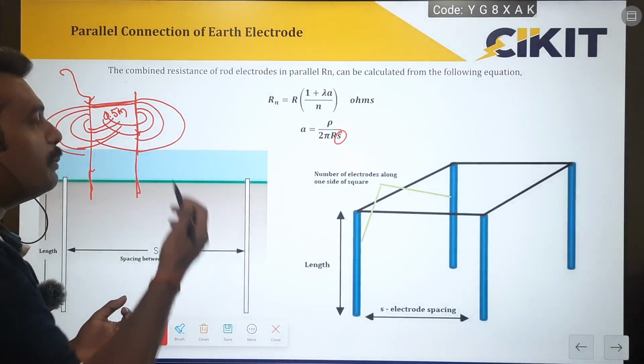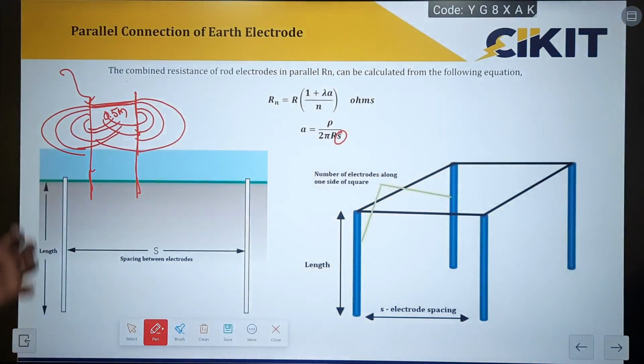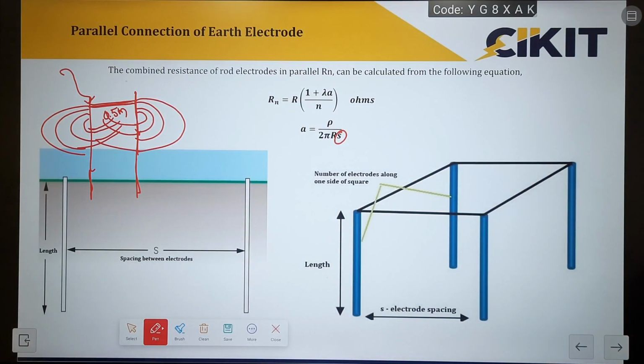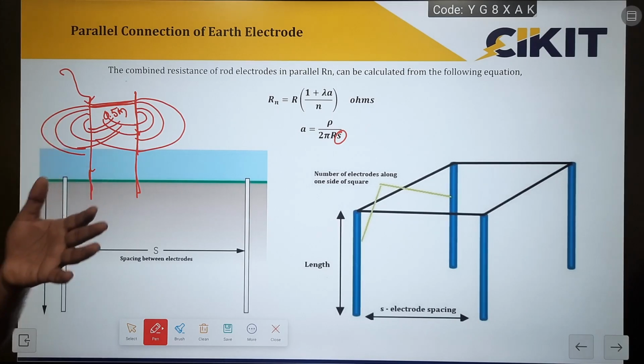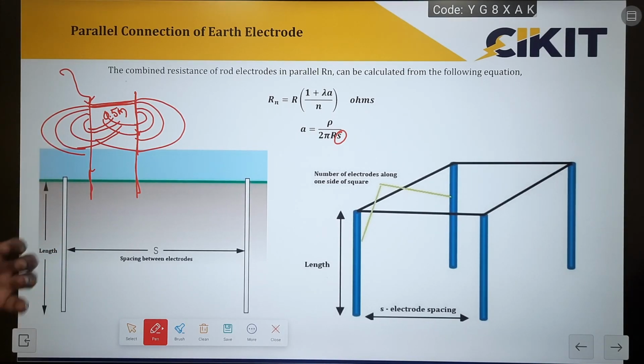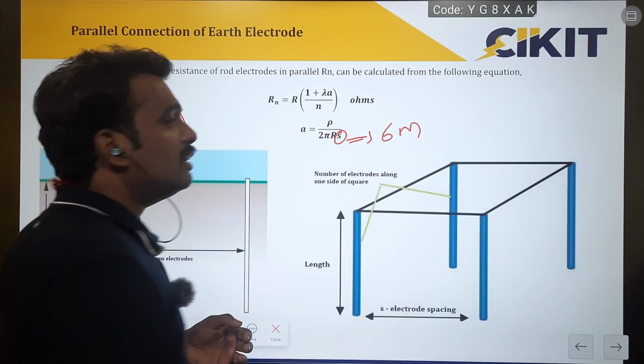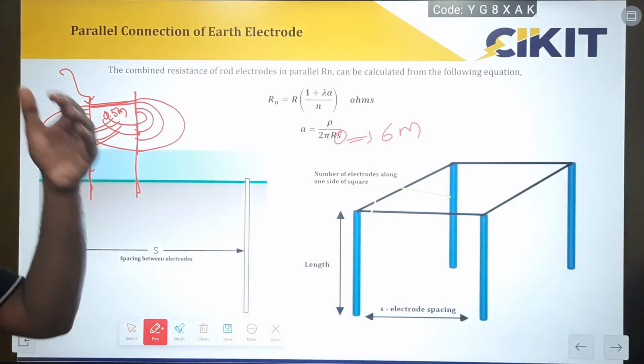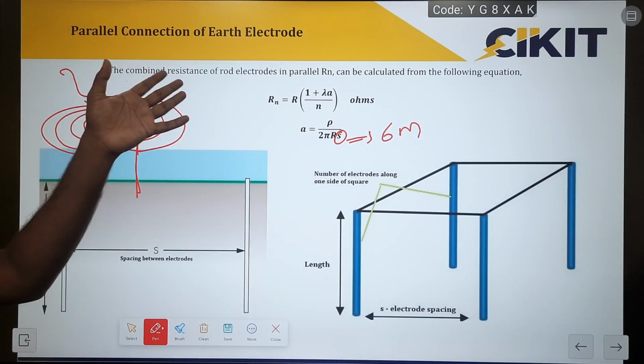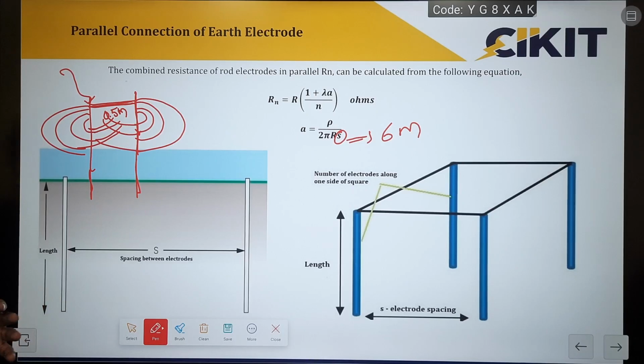For example, if I install 4 earth electrodes with only 3 meter spacing, then the value will be a little higher. If I take the same example of 4 earth electrodes and provide a spacing of 6 meters, the value of this combined resistance will be lower than with the spacing of 3 meters. So by increasing the spacing, I can reduce the earth electrode resistance.